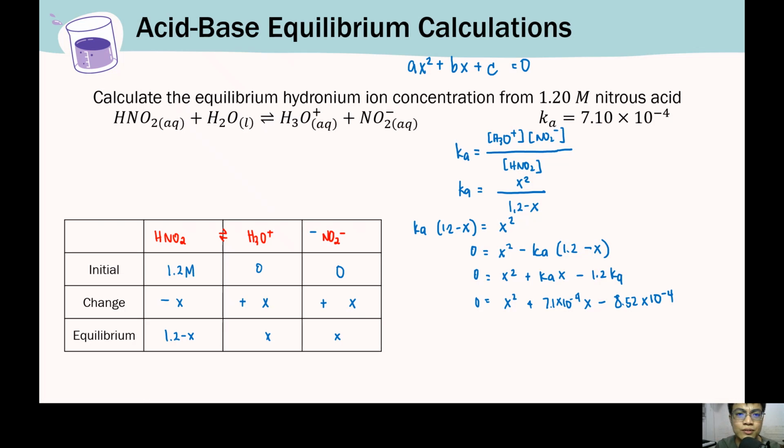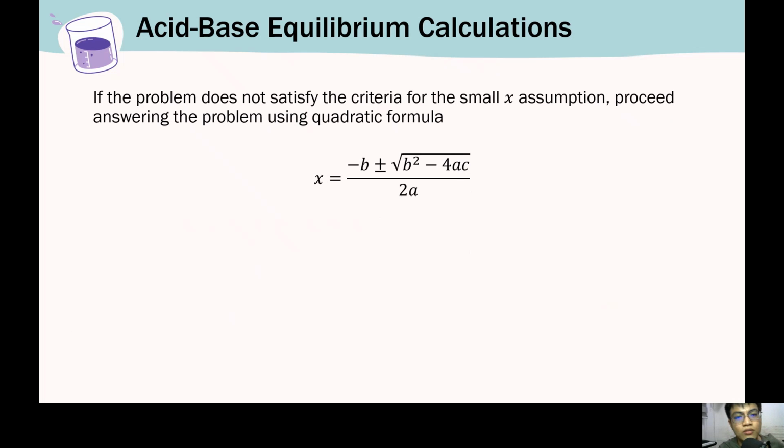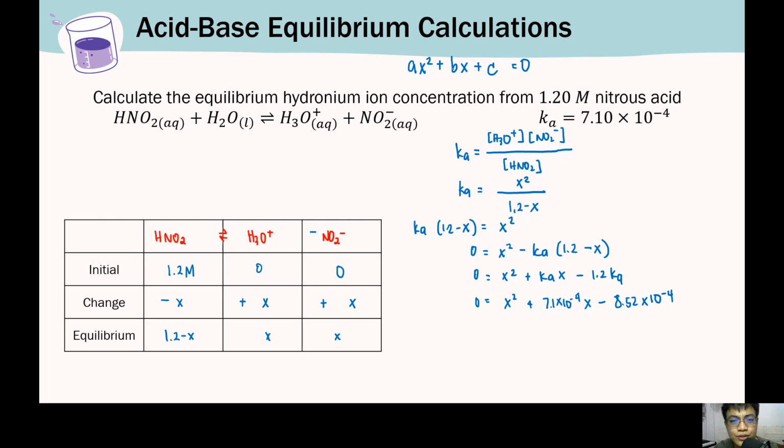Why is it important that you arrange it from the highest exponent to the lowest exponent, or actually no exponent at all? Because this is a quadratic equation. So in order for us to get the value of x, we have to use the quadratic equation. And as you know, in the quadratic equation you have the coefficients a, b, and c, wherein a is the coefficient of x squared, b is the coefficient of x, and c is just the constant. And they should be equated to 0.